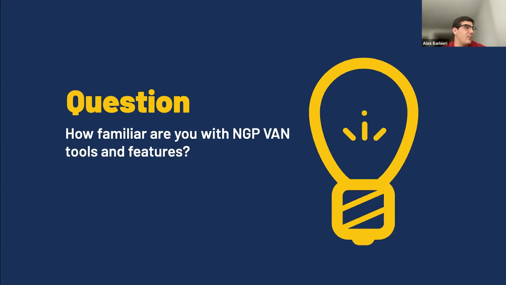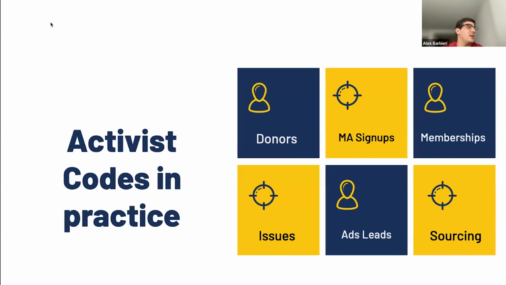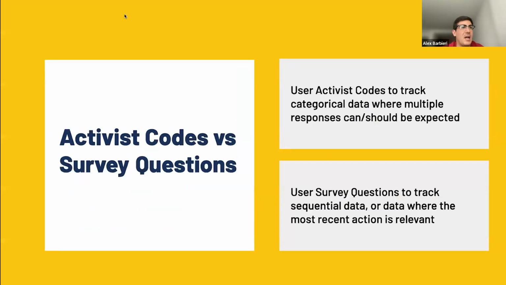Okay, great. So the first way that we're going to go through on how to keep track of data points for your supporters and volunteers is, if we can go to the next slide, survey questions versus activist codes. I think of these two as the primary way in NGP VAN that you track data from your supporters and volunteers.